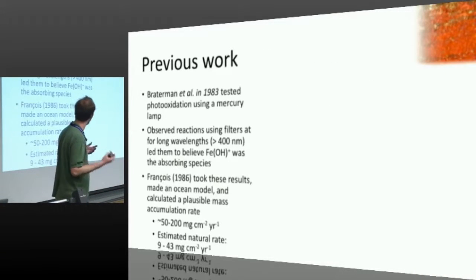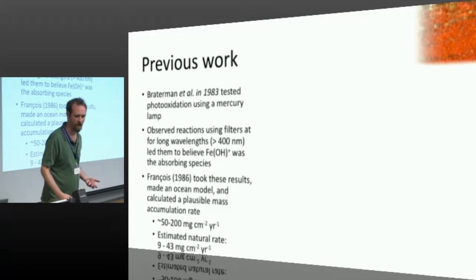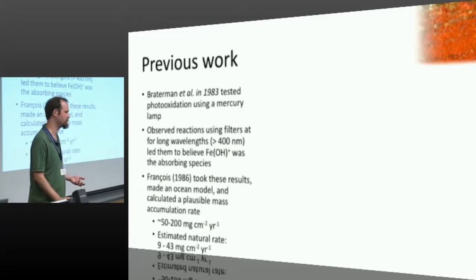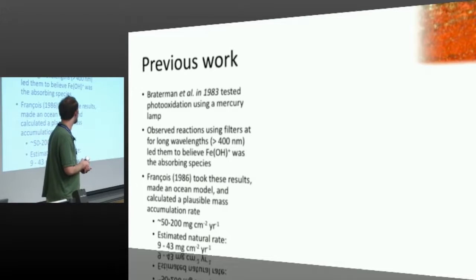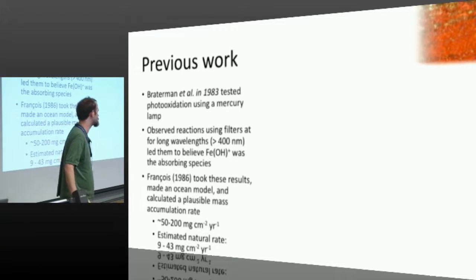So previous work has been done testing this. In 1983, Braterman et al. used a mercury lamp. And they observed reactions using filters for long wavelengths over 400 nanometers. That's in the visible, not even in the UV. So that led them to believe that this iron species, FeOH+, was responsible because it has absorbance going out to almost 450 nanometers.